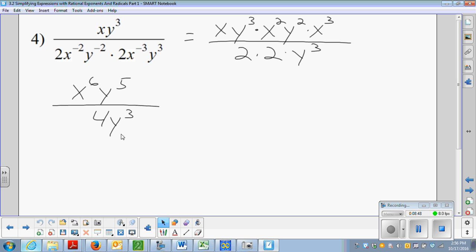Okay, now the last step here is just go ahead and divide my exponents. So I have x to the 6th. There's nothing to do with the x to the 6th. I have y to the 5th and y to the 3rd. I subtract those, and that's going to give me y to the 2nd, and it's going to stay in the numerator. So I have x to the 6th, y to the 2nd, and that's going to leave me with 4 in the denominator.